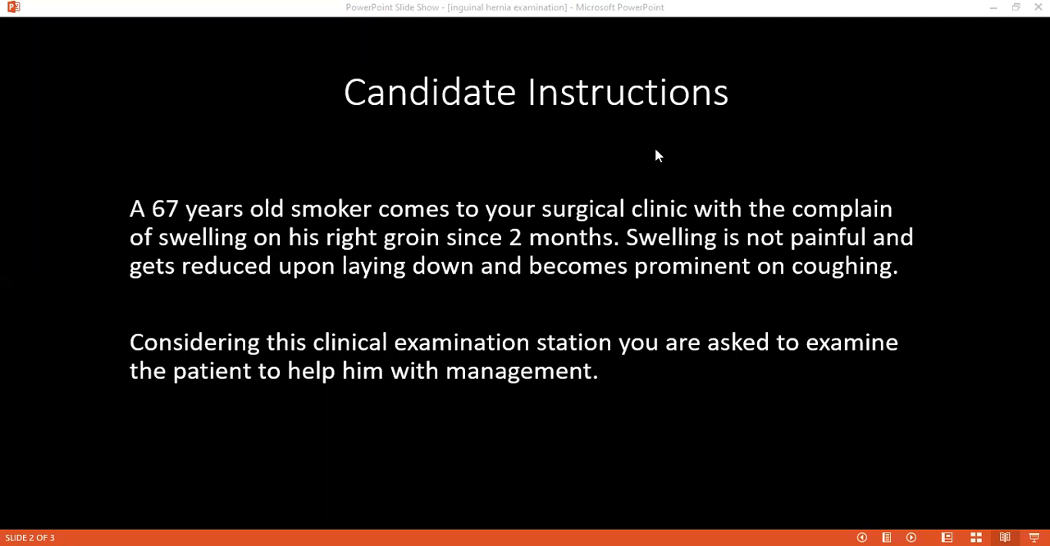Very good. All right. What management can you offer to this patient to conclude? Ma'am, as it is a 67-year-old chronic smoker, I will offer him abstinence from smoking, lifestyle modification, and inguinal hernia repair, ma'am. What type of hernia repair would you recommend? Ma'am, mesh hernia repair.